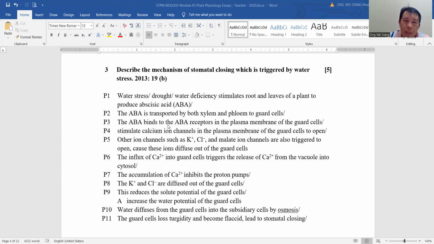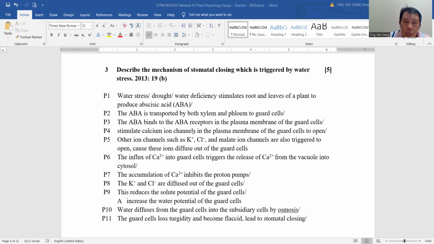Then the ABA binds to the ABA receptor in the plasma membrane of the guard cells. The binding will stimulate calcium ion channels in the plasma membrane of the guard cells to open. Other ion channels such as potassium ion, chloride ion, and malate ion channels are also triggered to open, because these ions diffuse out of the guard cell.